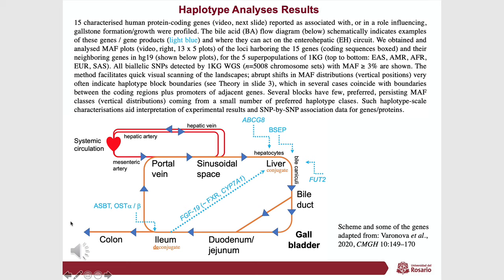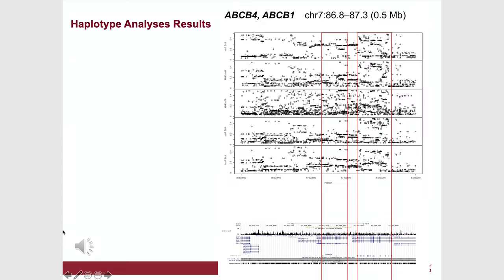In brief, we looked at 15 characterized human protein coding genes that had some kind of association or functional role in processes that are necessary for gallstone formation, or that could prevent gallstone formation. Some of them are shown in the diagram here, where they are mapped onto the enterohepatic circuit. This slide has a video embedded, which may work depending on the way your computer is set up, and that shows the chromosomal segments that contain each of the 15 genes that we looked at in this first instance.